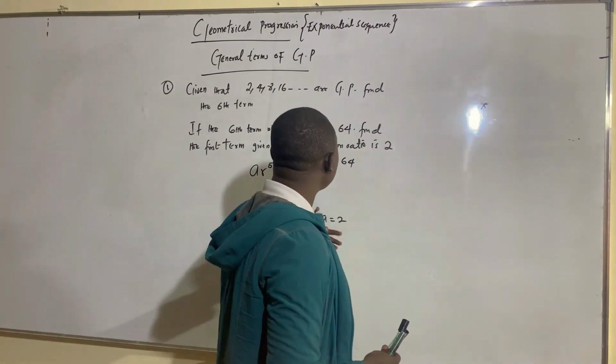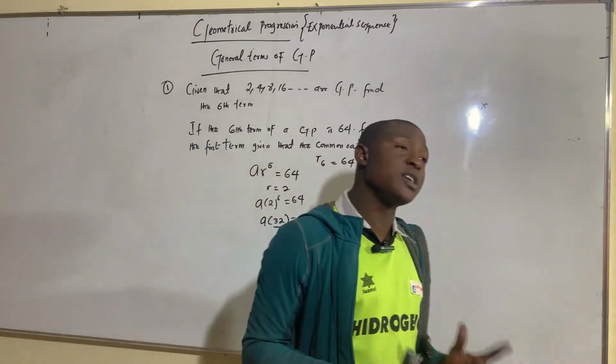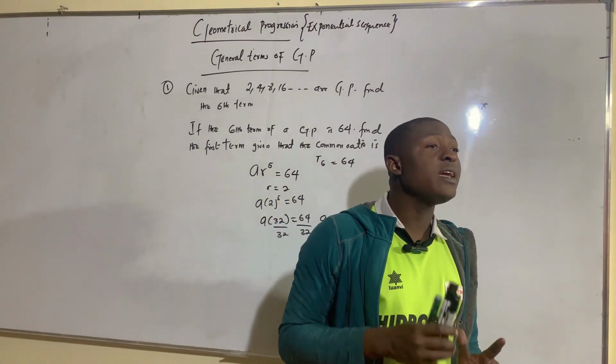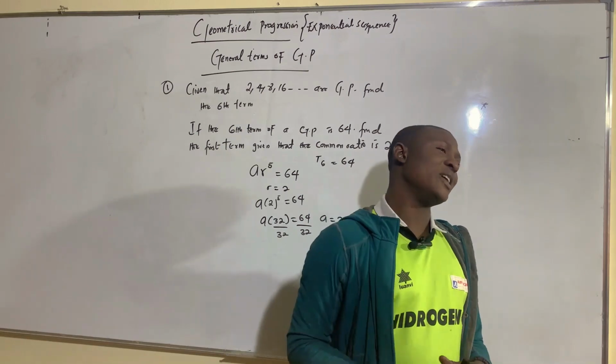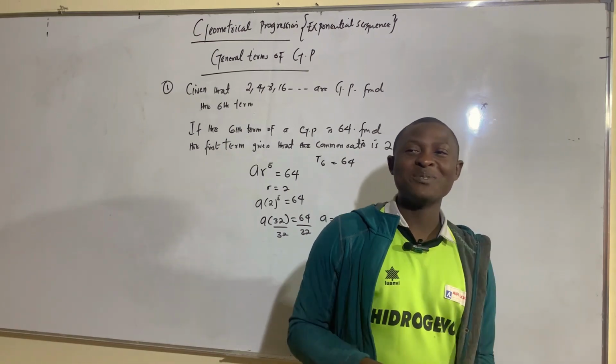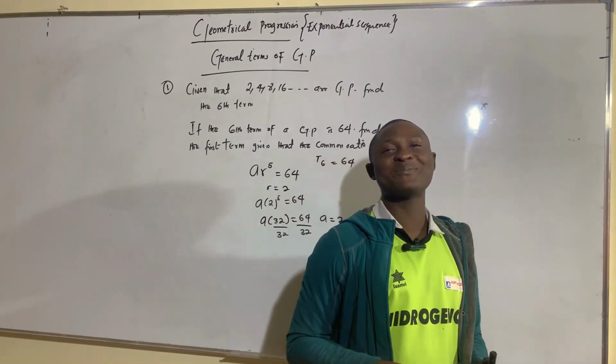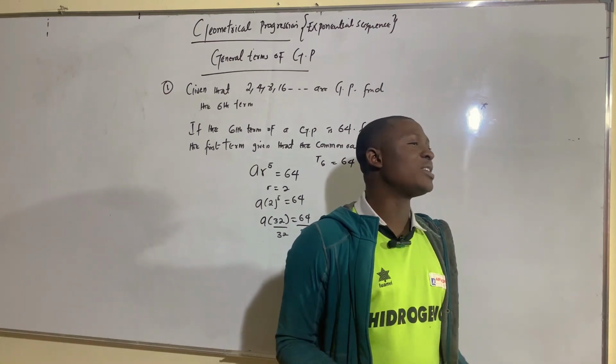But here, under the GP, we can also have simultaneous equations, but that one will be in the form of exponents. Now, how are we going to tackle that?